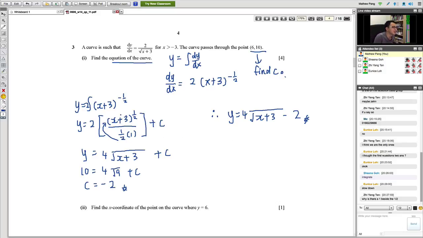Why is there a 1 beside the 1/2? Oh, because you have to differentiate inside. You divide by the new power, and then you have to differentiate whatever is inside the bracket, and because I differentiate x, I get a 1 here. Reply to Ziyang. So if, let's say, this is 2x, then I have a 2 at the bottom. Do you understand?